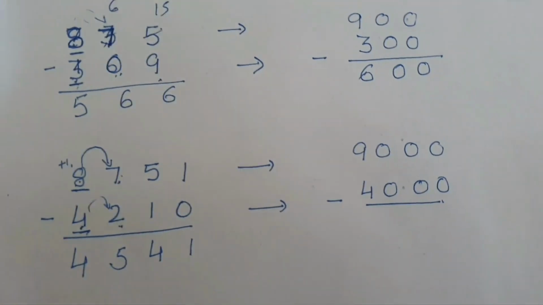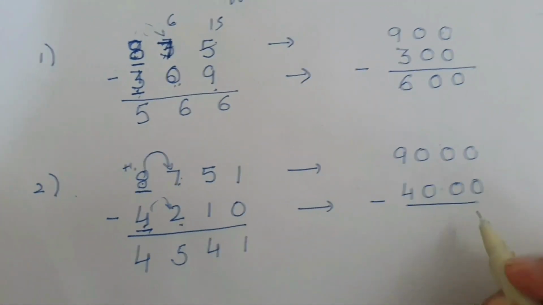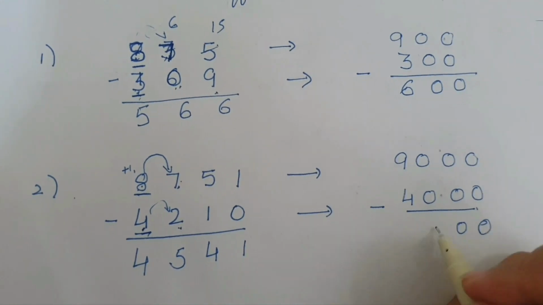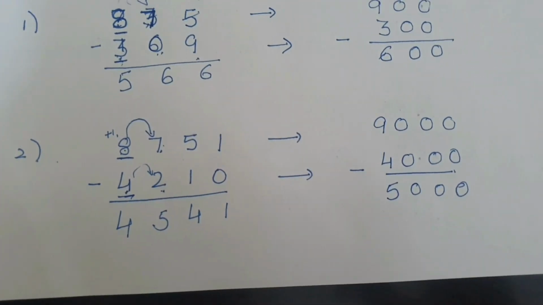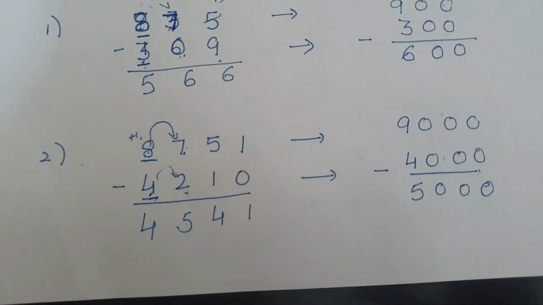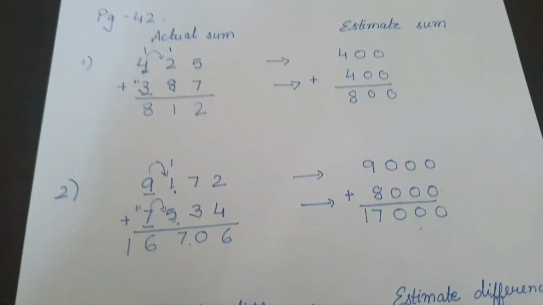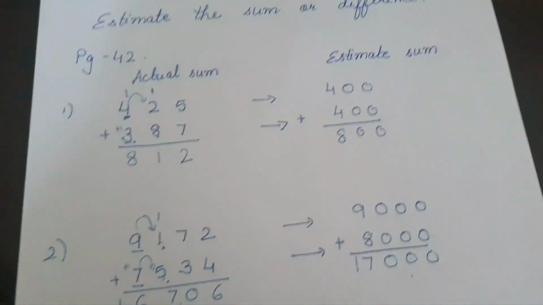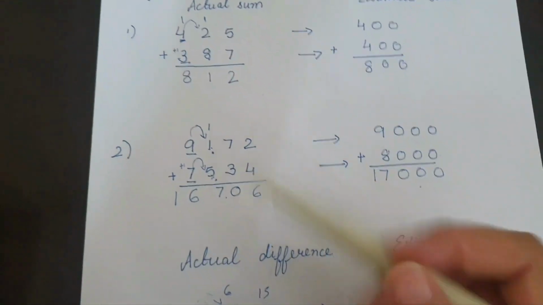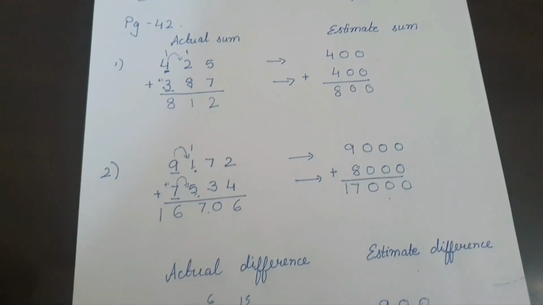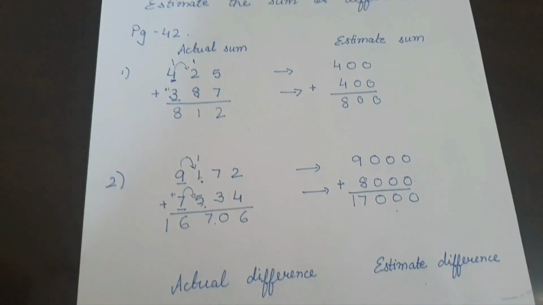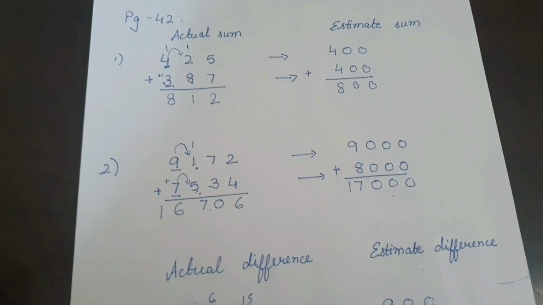So this is 9,000 minus 4,000. After subtracting it, we'll get the answer 5,000. 9 minus 4 is 5. So your estimate difference is 5,000. So I hope you got how to do these estimation sums. Please students, these 4 sums which I have written here should be in your classwork copy. So make sure you do these 4 sums in your classwork copy, and the remaining sums please practice in your homework copy.